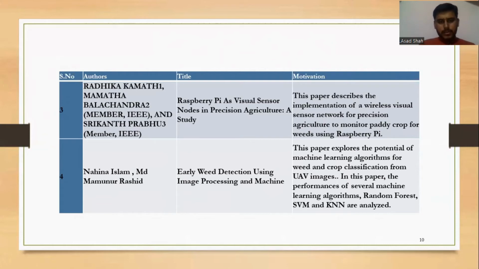In the fourth paper, early weed detection using image processing and machine learning, the author worked on a similar idea, but instead of deploying a wireless sensor network, they used UAV images. The collected data is given to a classifier like SVM and KNN, and real-time classification can be done.